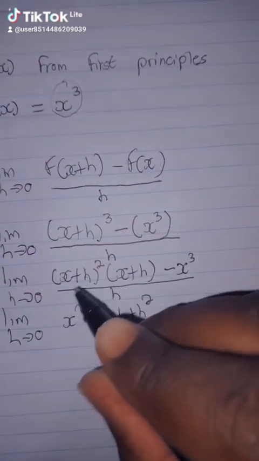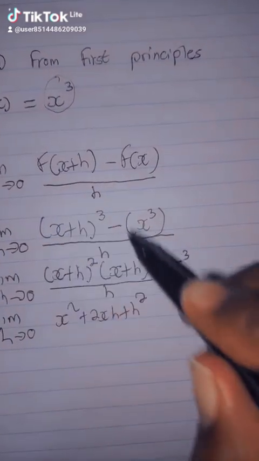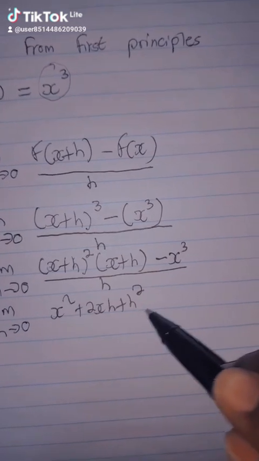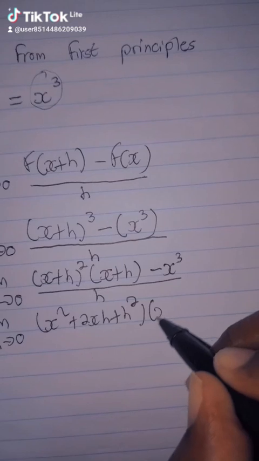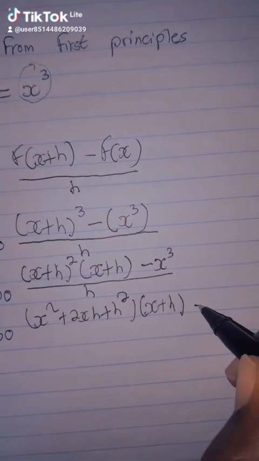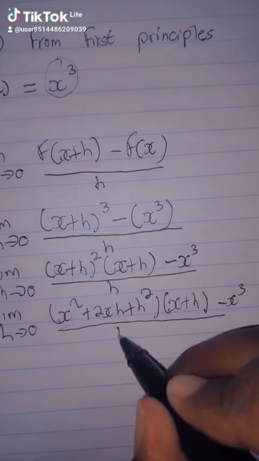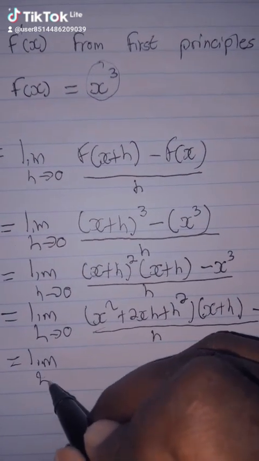What did we use here? We used Pascal's method, or you can simplify two brackets, and you will have this at the end. Let's place this in a bracket: x plus h, minus x cube. I'm going step by step. I'm not jumping any step here.